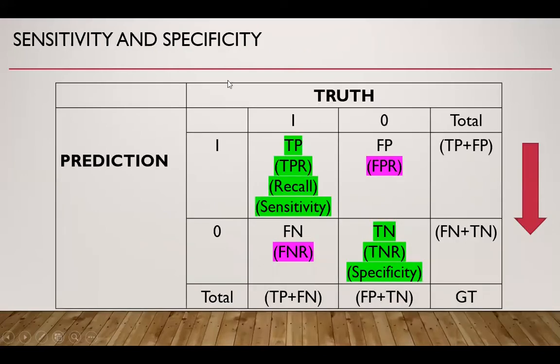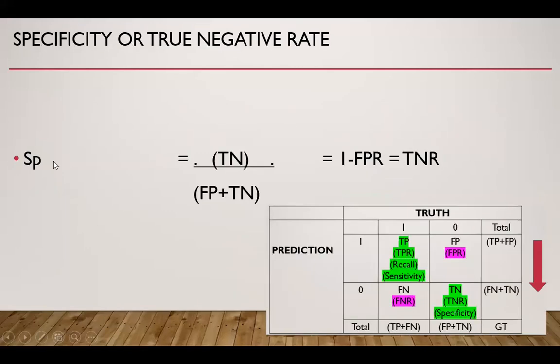Then what is sensitivity and specificity? It is also vertical summation. So this is sensitivity. It is also known as recall, or it is also known as true positive rate. Then this is specificity. It is also known as true negative rate. So specificity or true negative rate is equal to true negative divided by false positive plus true negative, which is also equal to 1 minus FPR. This is true negative rate.